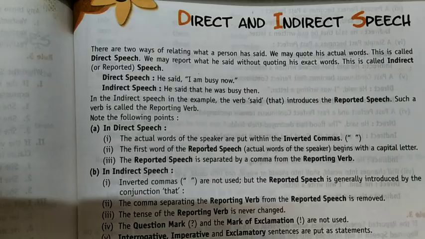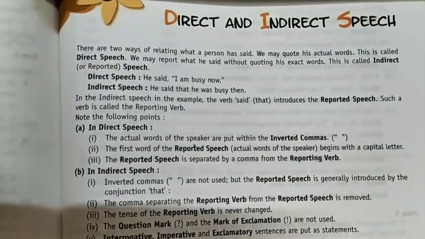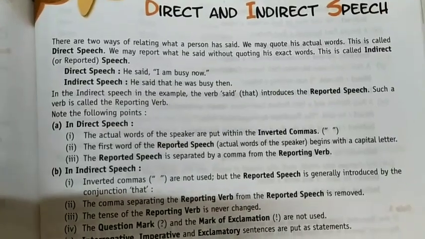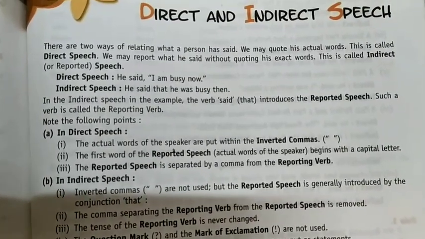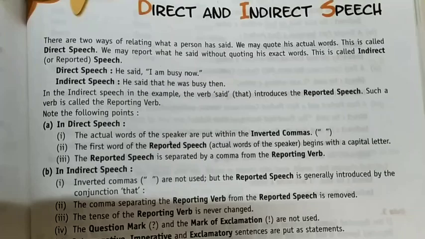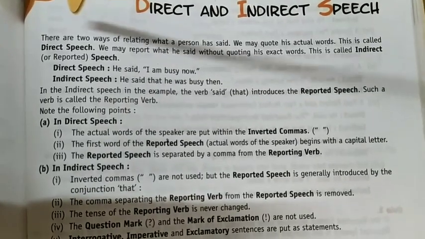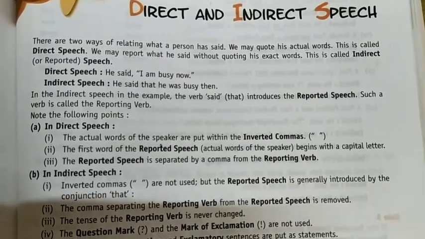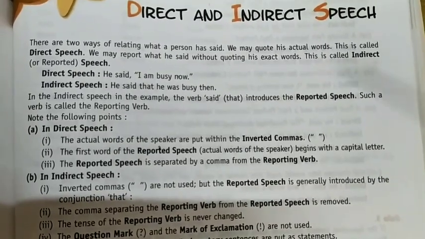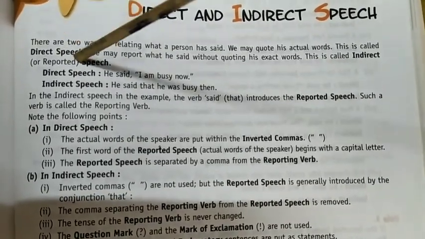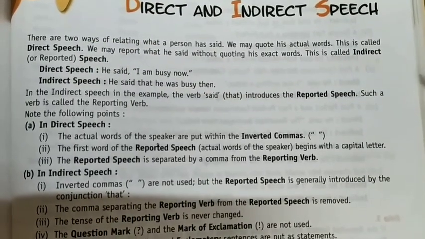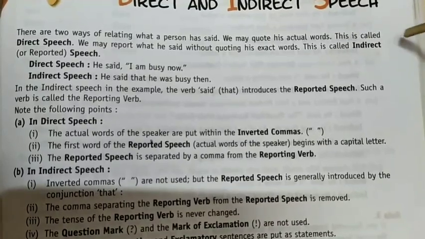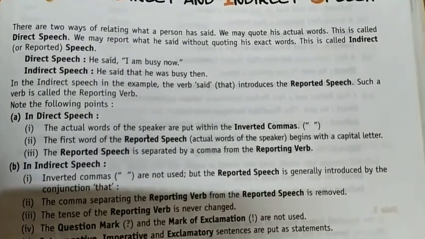Let's go ahead. Hello children, in this video we are going to study direct and indirect speech, a very important topic for class 9th and class 10th. Okay, so let us begin. There are two ways of relating what a person has said. The first one is quoting his or her actual words, which is known as direct speech, and the second one is when it is said without quoting the words. That way is called indirect or reported speech.